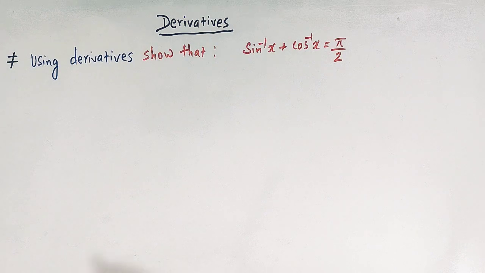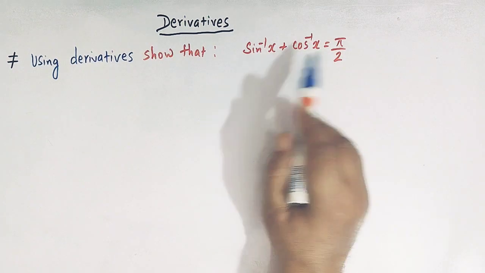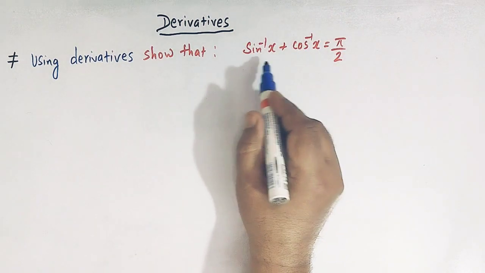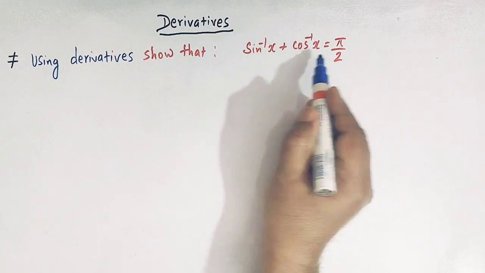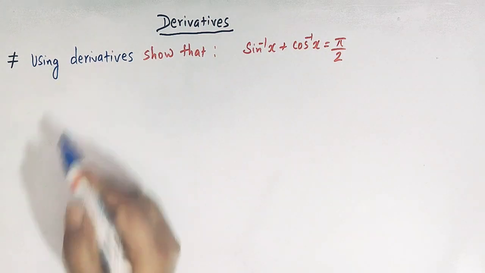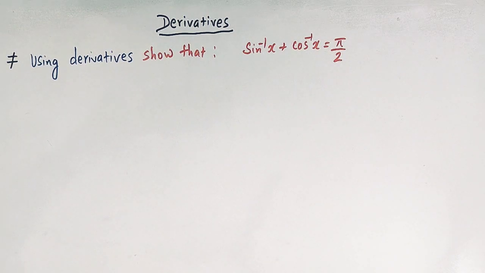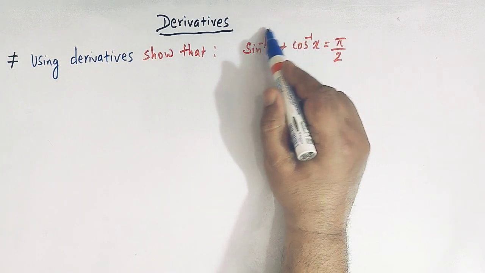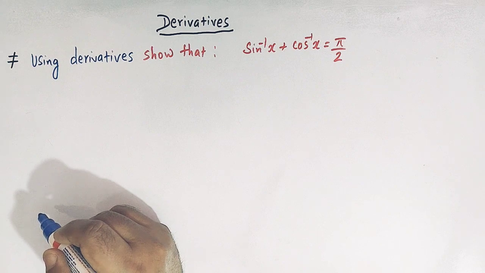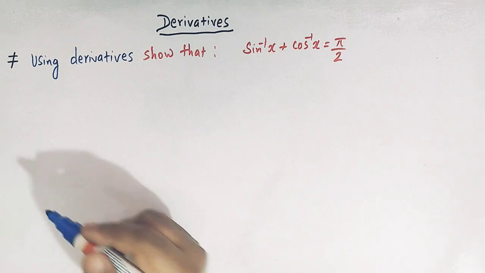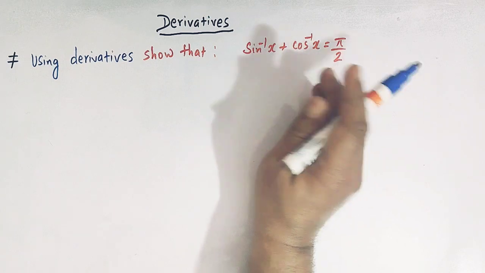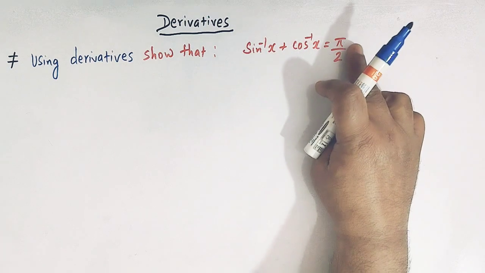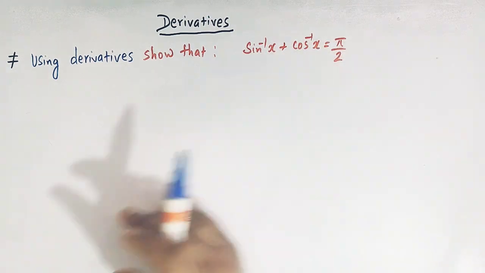So here we have to prove the well-known result from inverse trigonometric functions, that is sine inverse x plus cos inverse x is equal to pi by 2, using derivatives. In this lecture we'll see how we can derive this result by using the concept of derivatives. So let us start. Here we have sine inverse x plus cos inverse x in the left hand side and pi by 2 in the right hand side.